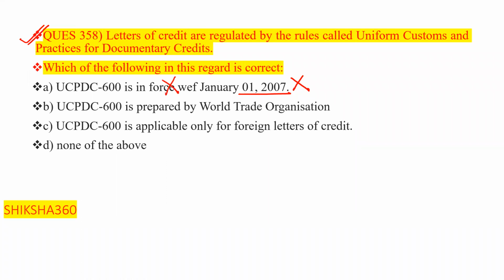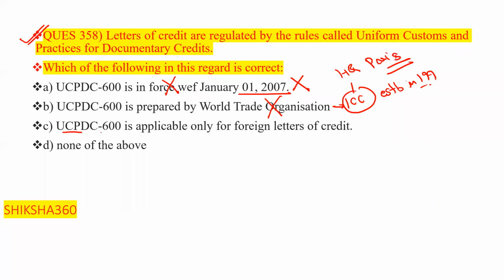UCPDC 600 is prepared by the World Trade Organization. This is also totally wrong. Basically, it is prepared by the ICC, that is the International Chamber of Commerce, established in 1919 and headquartered in Paris.